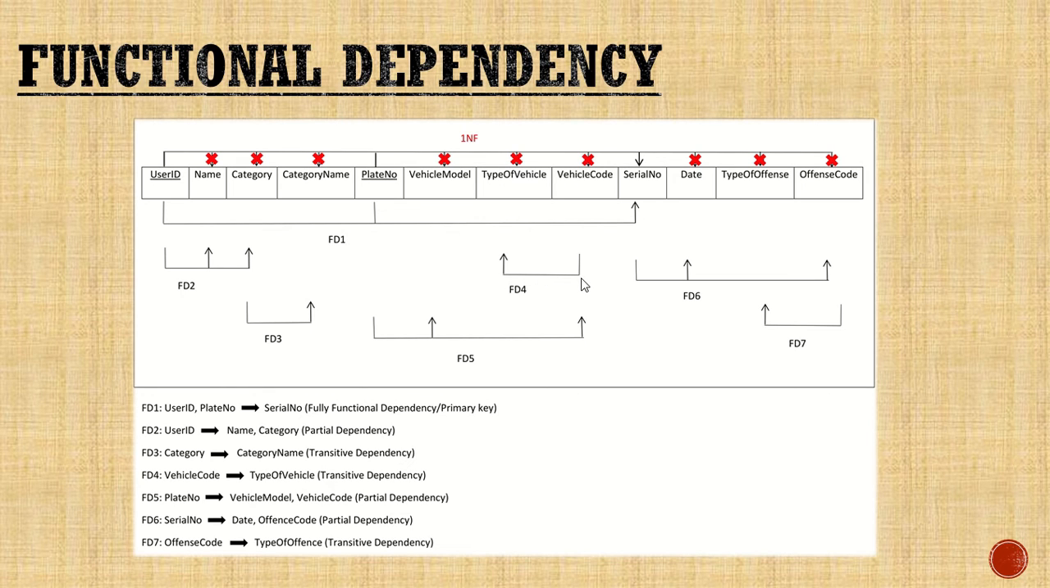For FD4, the vehicle code will determine the type of vehicle and it is also a transitive dependency. So for FD5, plate number will determine the vehicle model and the vehicle code. It is a partial dependency. And for FD6, the serial number will determine the date and offense code, which is a partial dependency. And for the last one, which is FD7, the offense code will determine the type of offense and it is a transitive dependency.